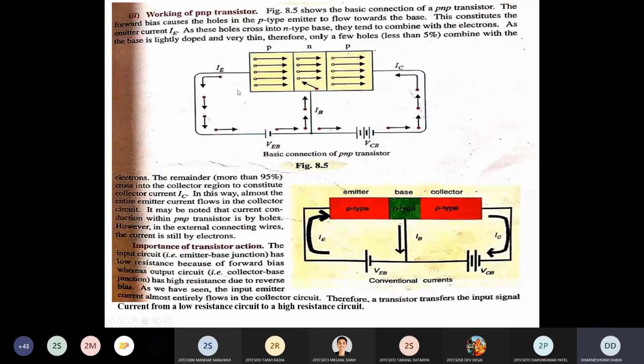It is the right direction, because inside the PNP transistor the direction of current is because of the holes, but in the external circuit the direction of current is based on the direction of electrons. Clear? All of you understand this? Is there any doubt? Yes, anyone? No, sir. So this is the working of the PNP and NPN transistor.